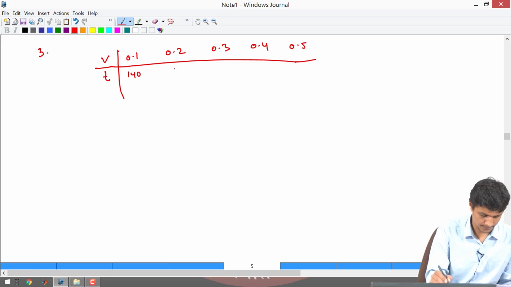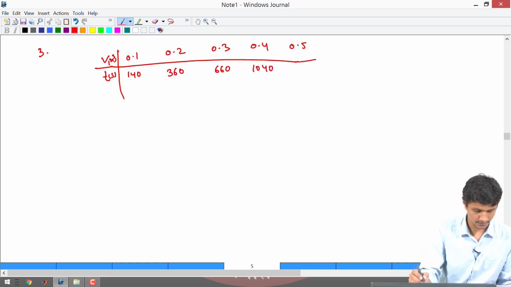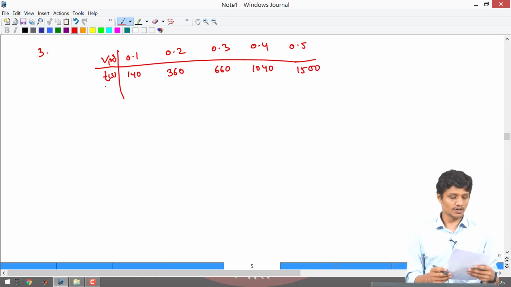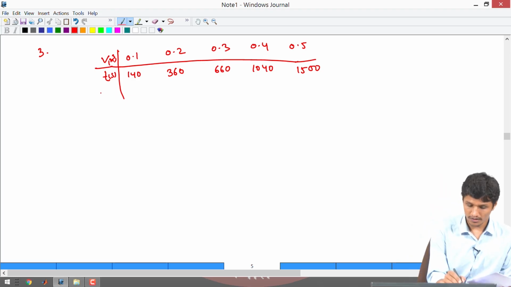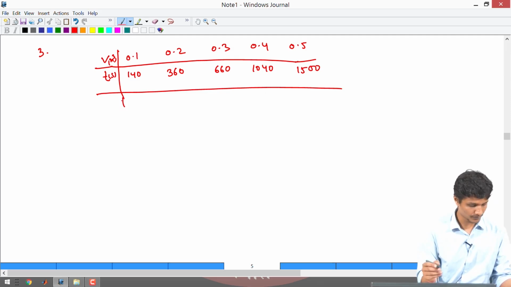Time in seconds: 140, 360, 660, 1040, 1500, with volume in meter cube. This is also a constant pressure drop problem. So we are going to apply the same equation as in the first one.